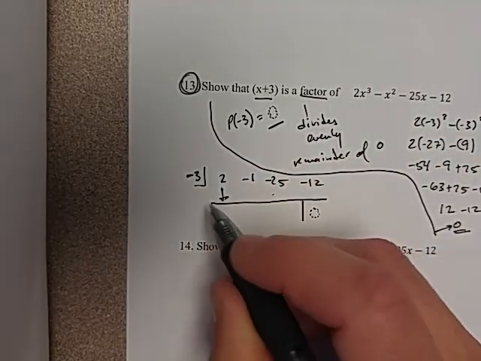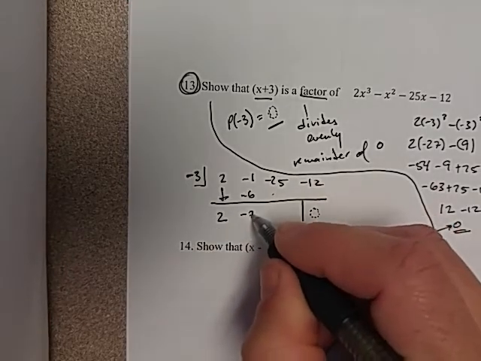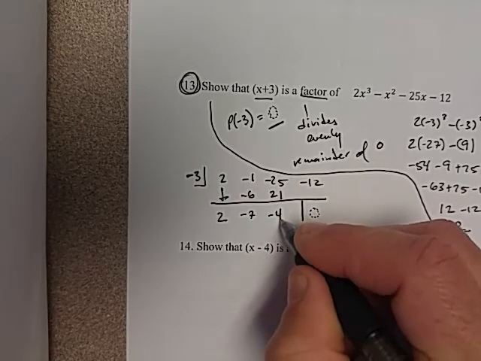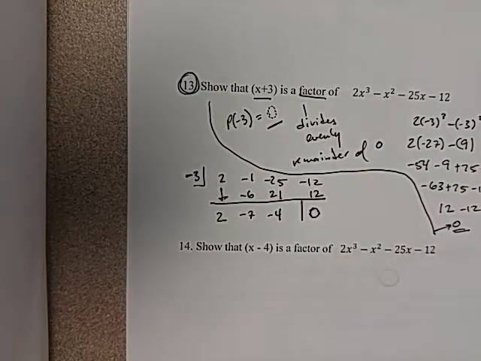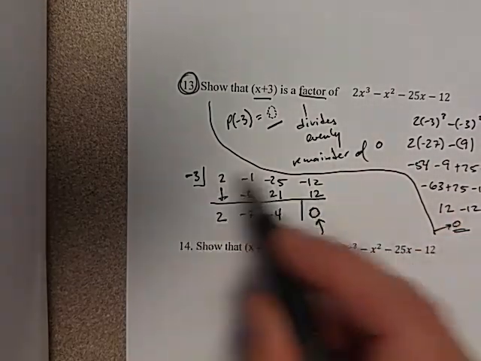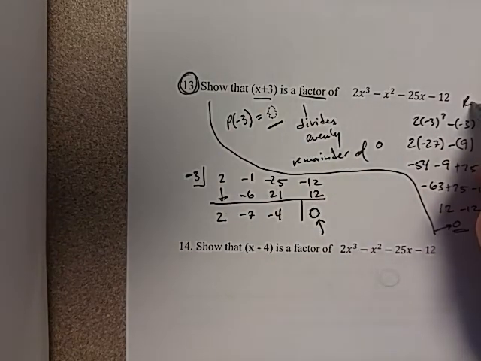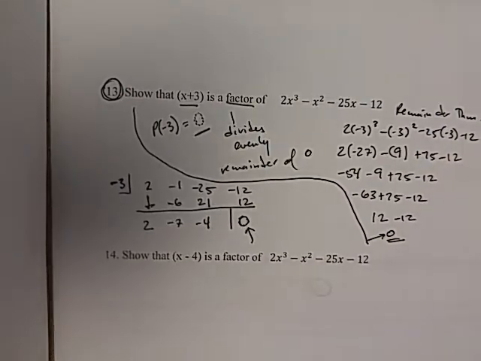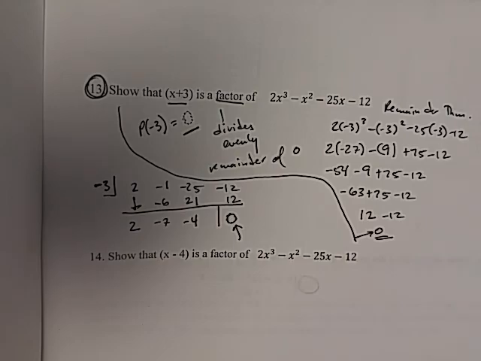Drop down your 2, multiply, and then add vertically. And then multiply, and then add vertically, and then multiply, and we see that we do in fact get that 0 that we were hoping for. So again, this work proves that x plus 3 is a factor, or you can use the remainder theorem like we did over here. So you can use synthetic division or the remainder theorem. Either one works, whichever one you like better.